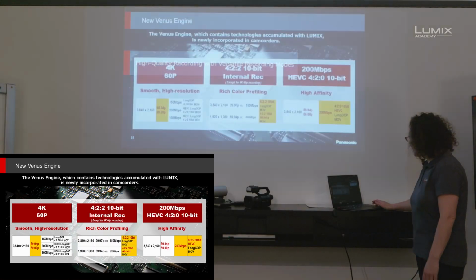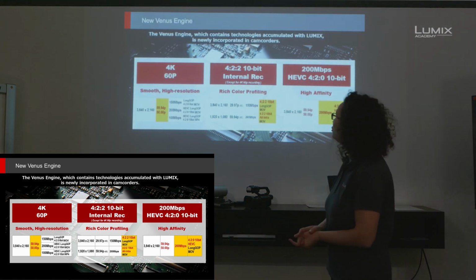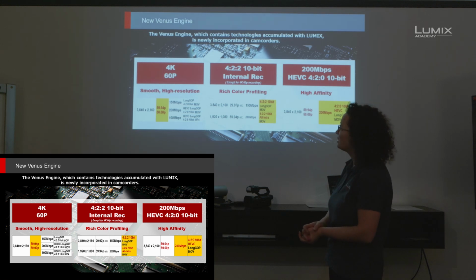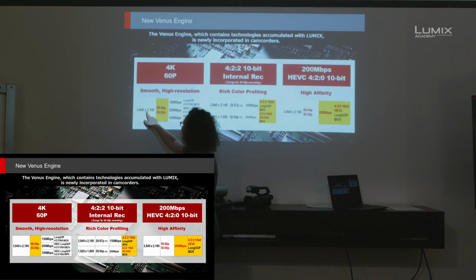Recording modes. Starting again with things that are made possible by Venus Engine. I've told you about 4K 60p, 422 10-bit and 200 Mbit per second. Now what does it mean? It means 4K resolution, 3.8 times 2.1 pixel.